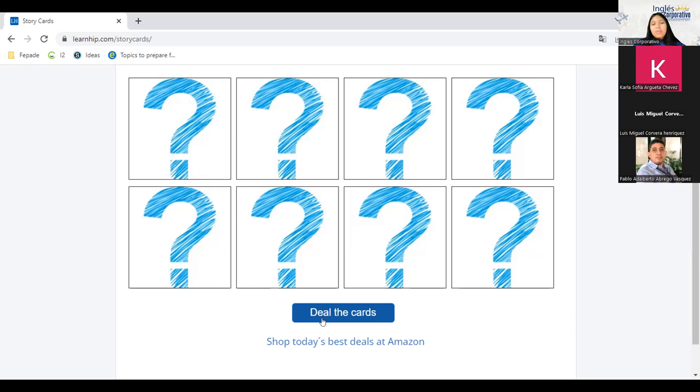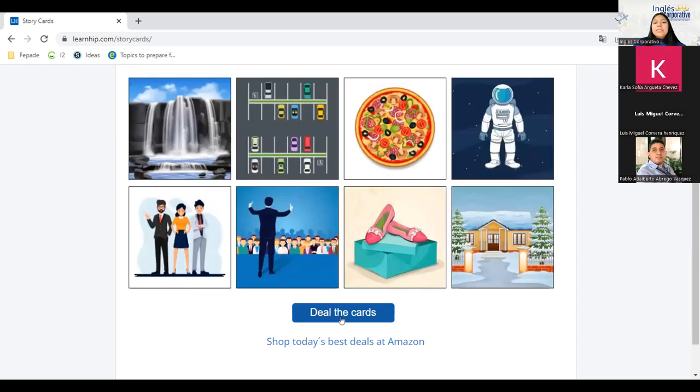Teacher, ¿cómo así? Okay. Look at this, deal the cards. Aquí están las 8 primeras pictures. As you can see, we have, what is this? A waterfall. Yes. What is this? A parking lot.